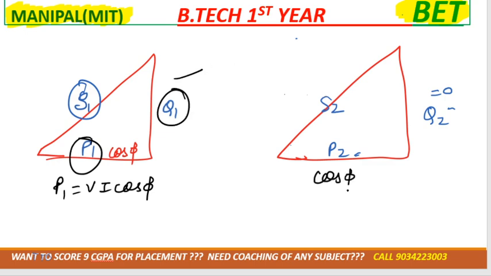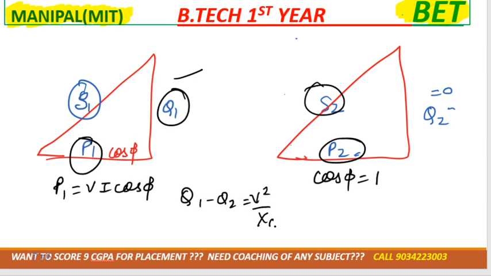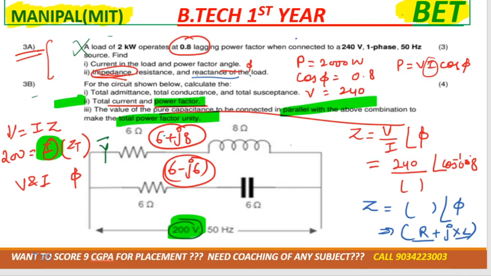Similarly, in this case, cos phi is equal to 1, so P2 is equal to S2. So again, we'll use the formula Q1 minus Q2 is equal to V square by XC. Q1 we calculated, Q2 is 0, voltage is given, we can get XC, and XC is equal to 1 by 2 pi FC, we can get C. This is what they have asked, the value for the pure capacitance.